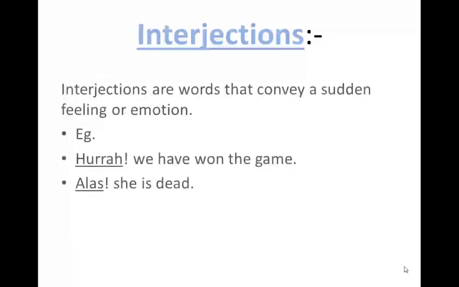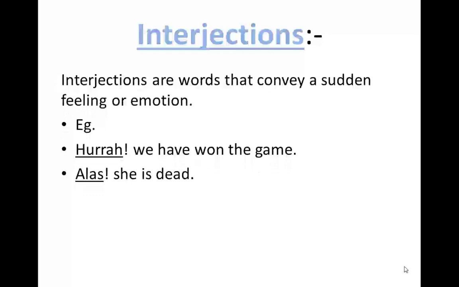Interjections. Interjections are words that convey a sudden feeling or emotion. For example, hurrah, we have won the game. Alas, she is dead. One thing is very important for interjections: hurrah, alas, wow, oh, hi. These are the words used to describe your sudden expressions, and they are always used with a sign of exclamation. Now I hope that these parts of speech are clear to you. Read these exercises and examples, which will help you to understand them even better.